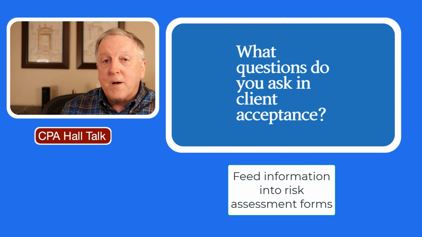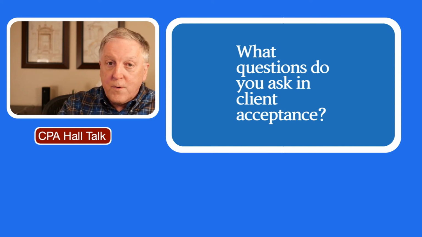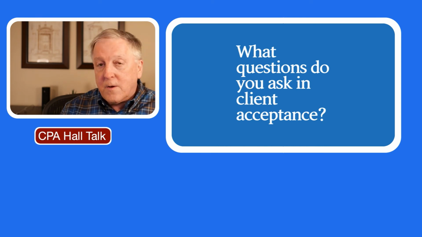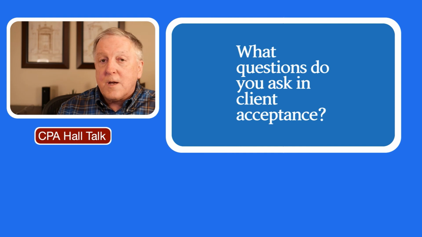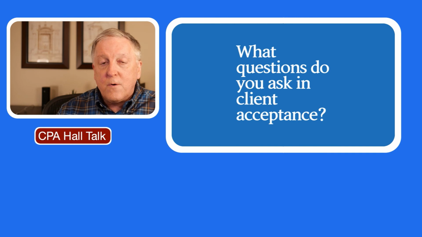So you've got a form about gaining an understanding of the entity and its environment, where you're asking questions that fit into that form. So once you get done with this initial acceptance process, and if you get approved or if you decide you want to proceed, then you've got this information to feed into the forms. So the main point in this video and in chapter 2 of the book is start thinking about the risk of material misstatement in this first meeting or this first phone call, because if you do, then you're going to be a step ahead later on once you receive this new audit engagement.